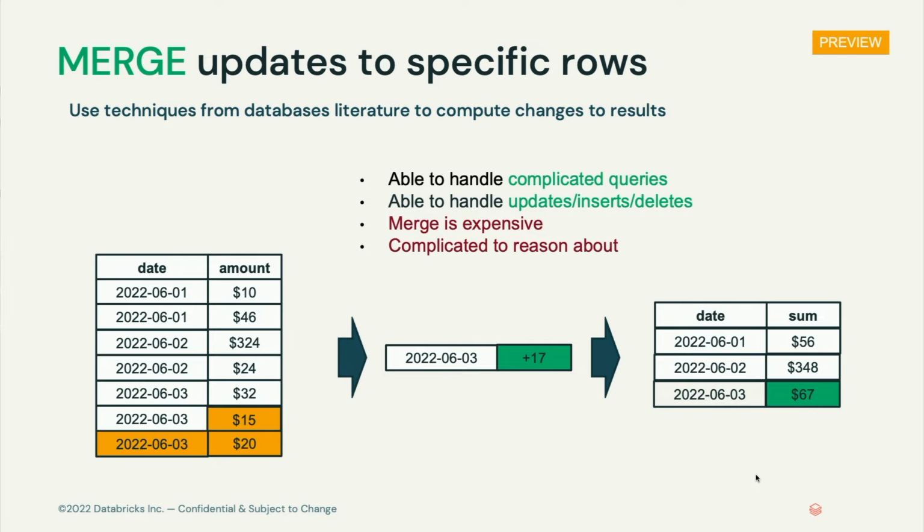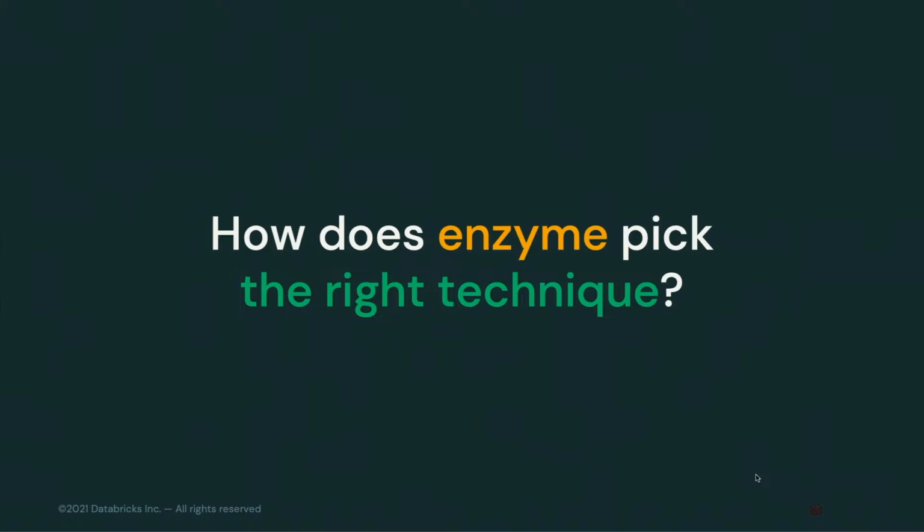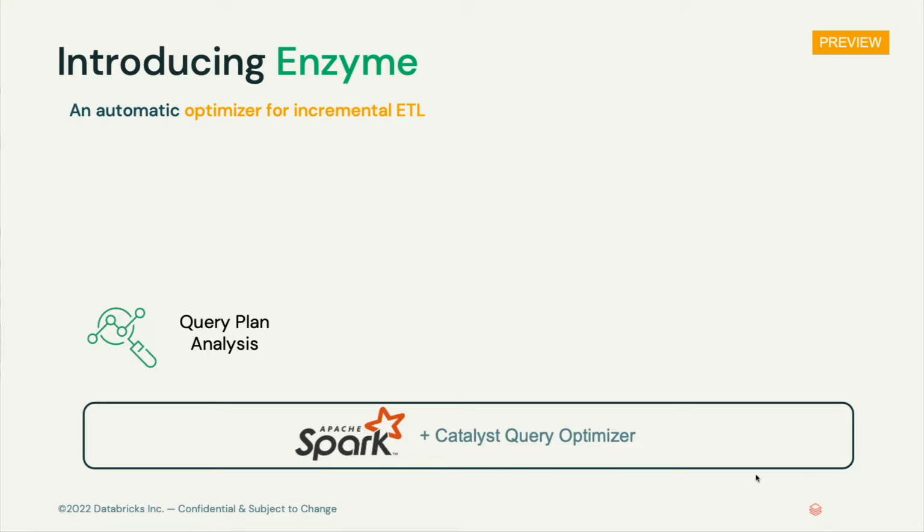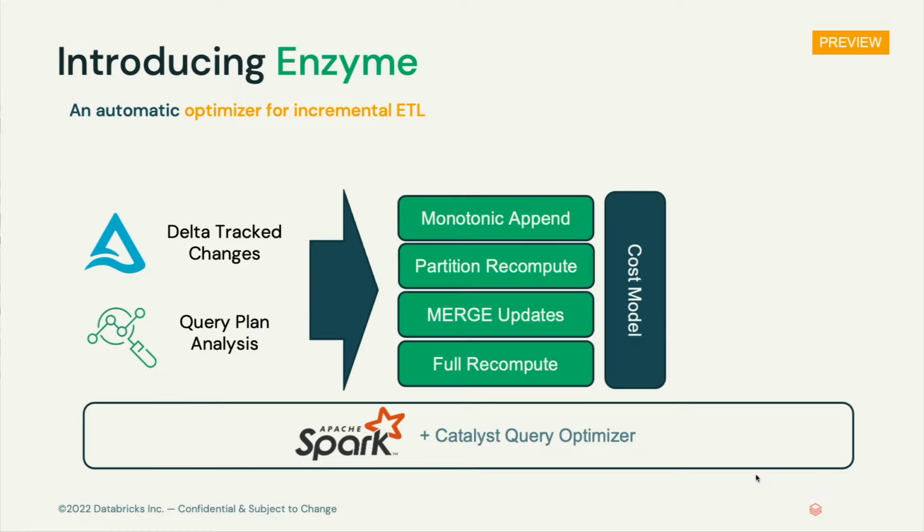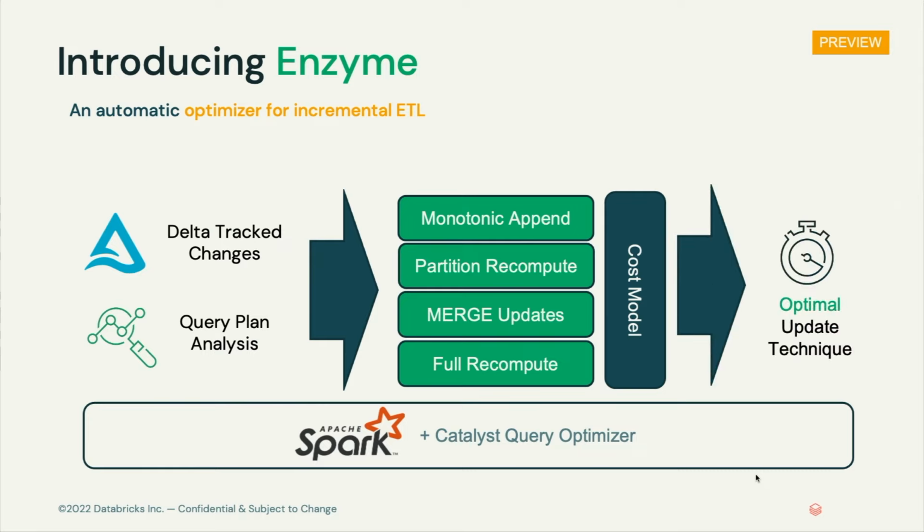It is very hard to hand code this, but fortunately, we have some pretty awesome database engineers, including a professor who has been studying materialized views for many years, working on Enzyme. So how does Enzyme know which one to do? It's got all three of these options. Well, basically, we're building on top of Spark and Catalyst. We add into it the delta changes, so we can read the transaction log and see how the inputs are changing over time. And then we have a cost model, and we pick the optimal update strategy based on that cost model.